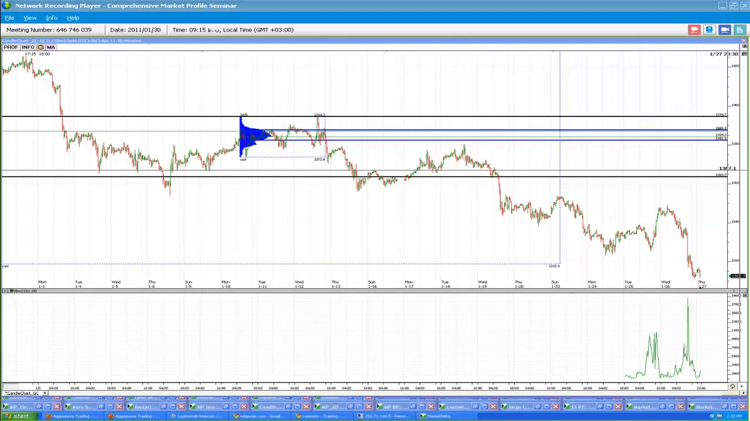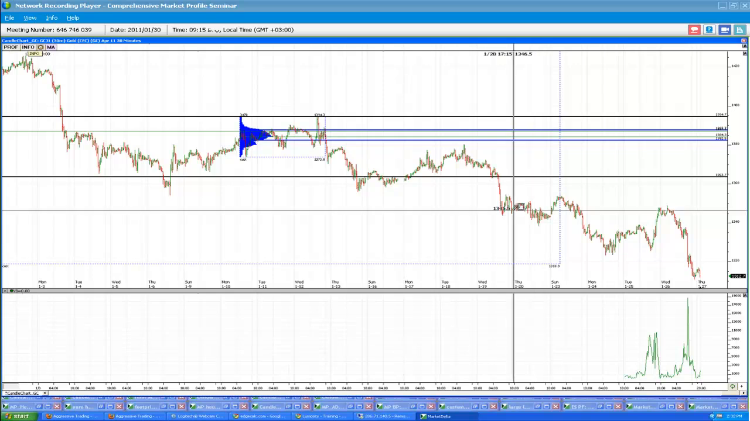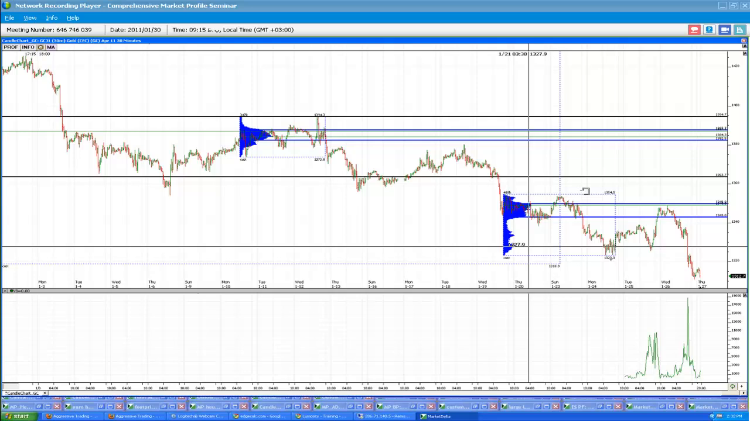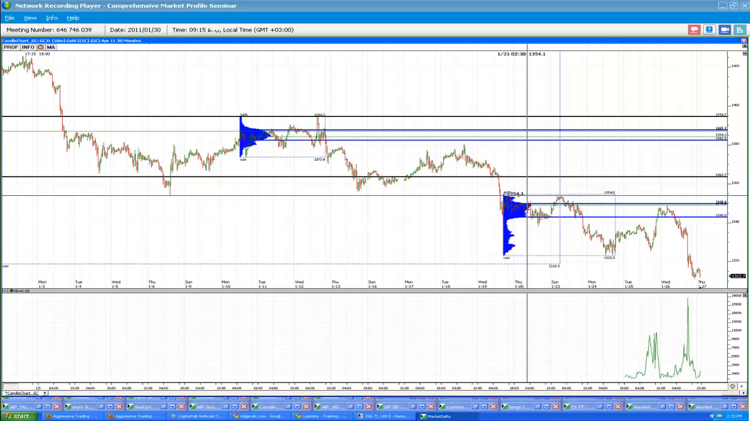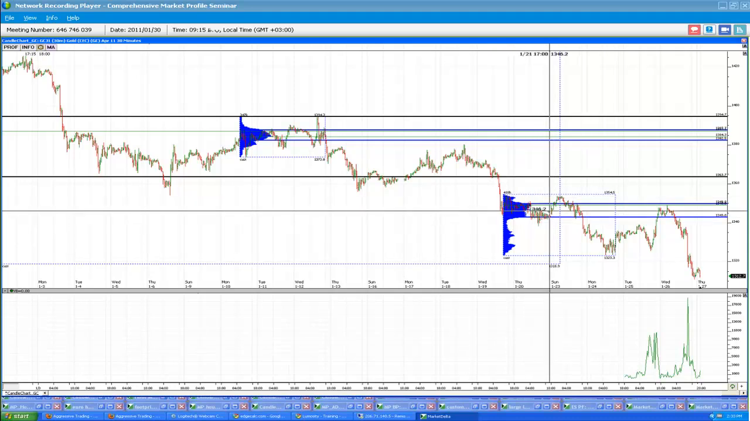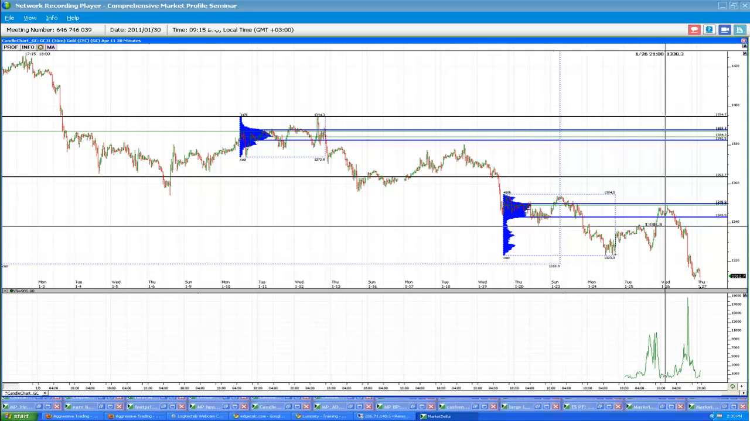Okay, so then let's take it forward a little bit further. What happens is that we move forward a little further, and we start to break down, and then we form the balance over here. And I'm sorry, for some reason there's a bug in Market Delta, and it's not doing the balance exactly where it should, but the high volume node is in the right place. Okay, and we go down, and we come back up, and now we come back up into here.